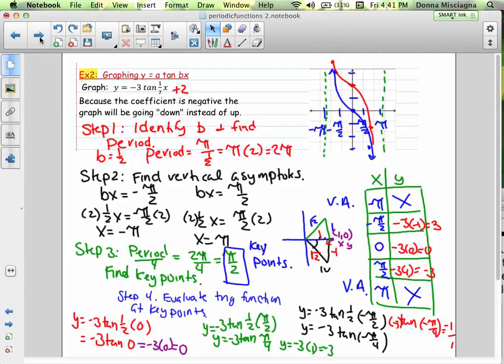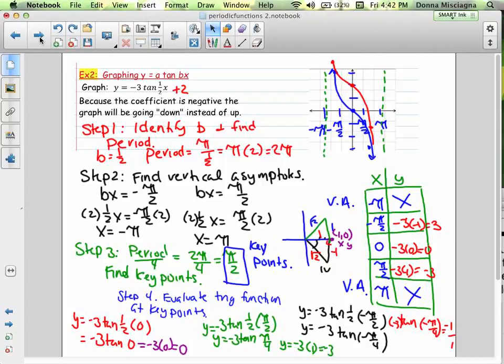Step 1, we have to also identify b and find the period. B is 1/2. It's the coefficient in front of x. So the period is pi divided by 1/2, or 2 pi. We find our vertical asymptotes by setting bx equal to negative pi halves and bx equal to pi halves. So I have 1/2 x equals negative pi halves. If I multiply both sides by 2, I have x equals negative pi. That's the placement for one vertical asymptote.